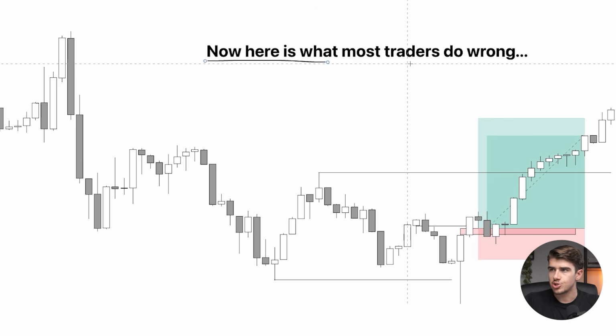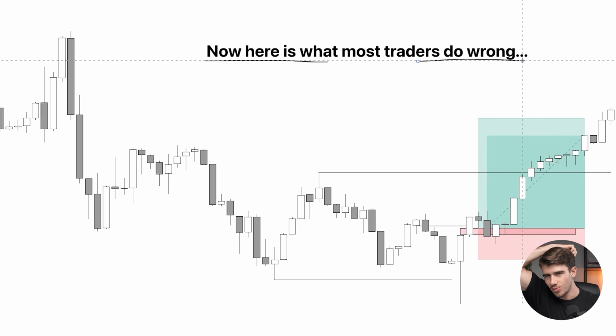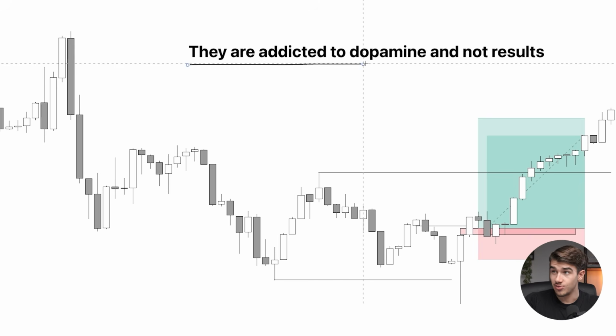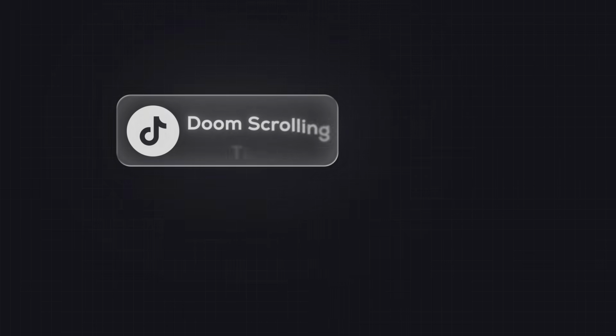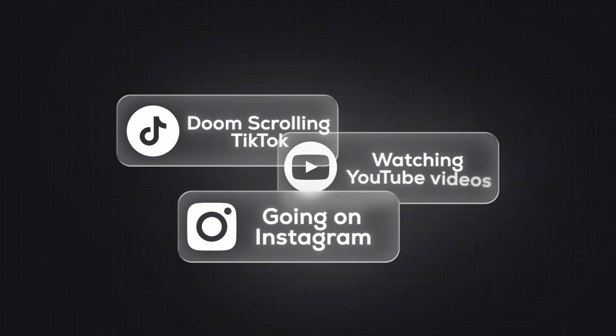Now, here's what most traders do wrong. You see, I've just given you a fairly simple system. It's not rocket science. But a lot of traders will sit there and think, okay, well, this is too easy for me to want to trade. For some reason, trading has to be incredibly difficult for these guys to want to trade. And what if I told you I know the exact reason? They are addicted to dopamine and not results. That right there is the end of it. They are chasing dopamine because that's what they're taught. They're scrolling TikTok all day, they're going on Instagram Reels, they're watching YouTube videos, which all provides them with instant gratification and a lot of dopamine.